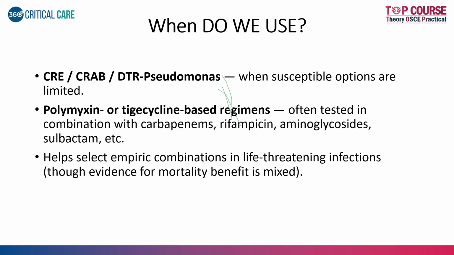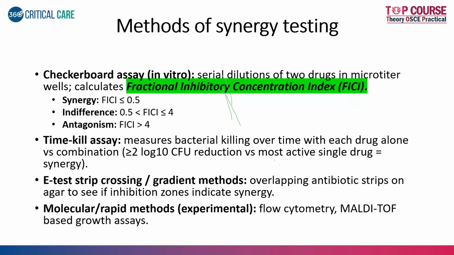So usually both of them are tested with drugs like carbapenems, rifampicin, aminoglycosides, and sulbactam. So you can do a permutation combination and then check. And how do they do that? There are multiple ways they do a synergy test. The most common one is a checkerboard assay.